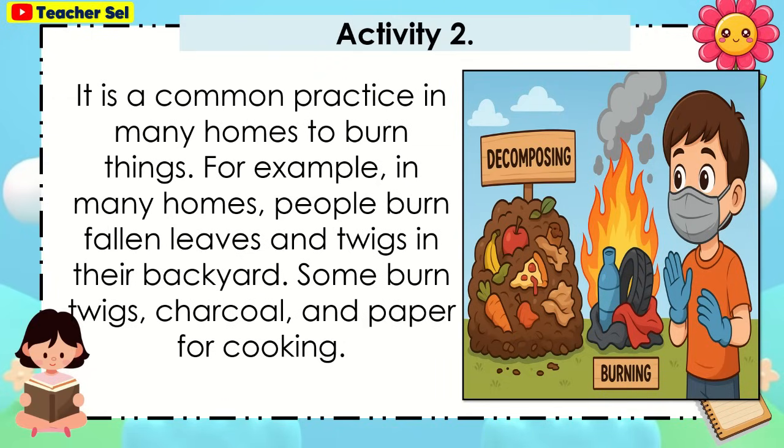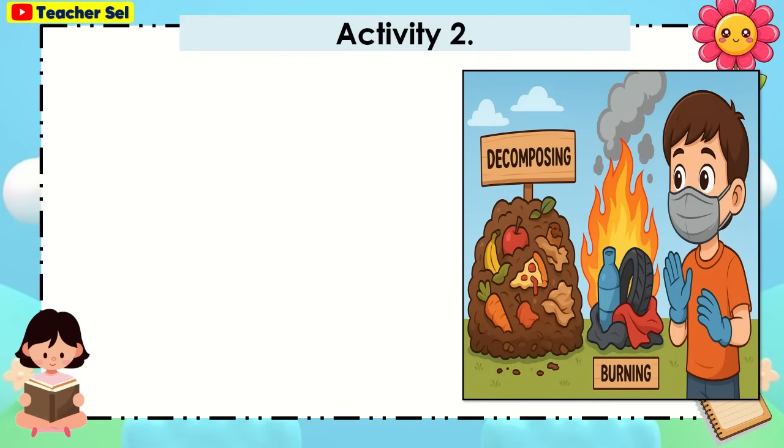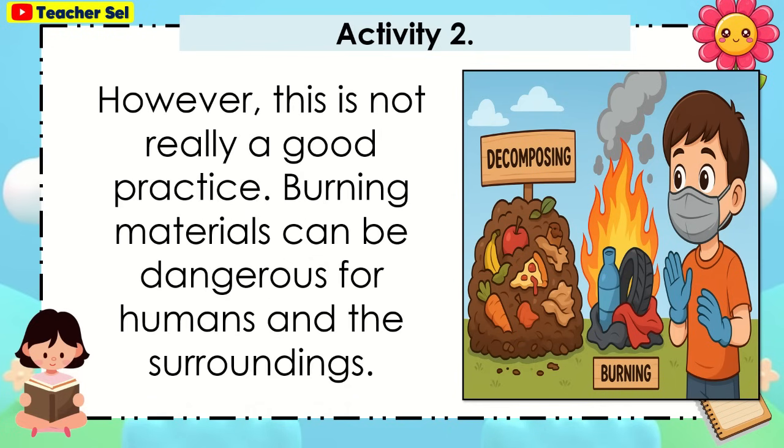It is a common practice in many homes to burn things. For example, in many homes, people burn fallen leaves and twigs in their backyard. Some burn twigs, charcoal, and paper for cooking. However, this is not really a good practice. Burning materials can be dangerous for humans and the surroundings.